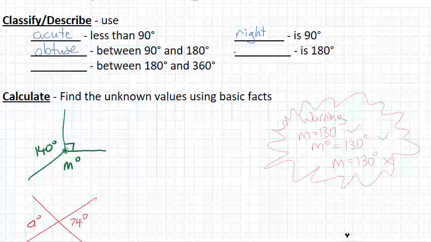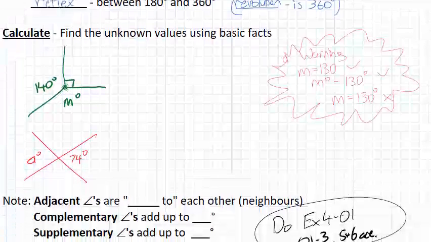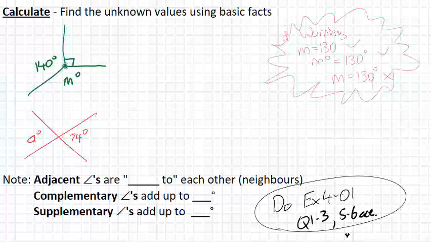Something that is 180 degrees is actually called a straight angle. You can consider it kind of a straight line as well. And any angle that is bigger than 180 and less than 360 is called a reflex angle. The one that is missing on here, of course, is if something is 360 degrees, we call it a revolution. The last thing we can be asked to do with angles is to calculate them. So can we work it out using the things that we already know?